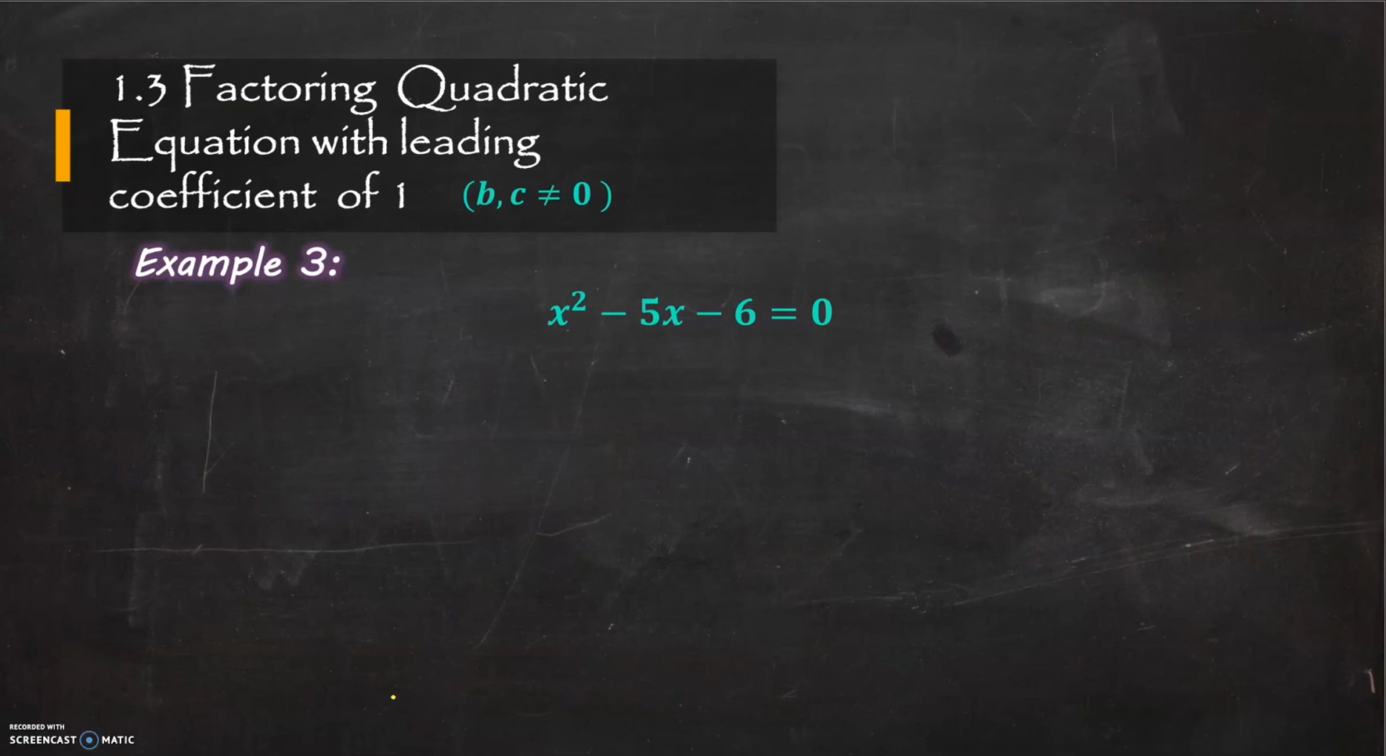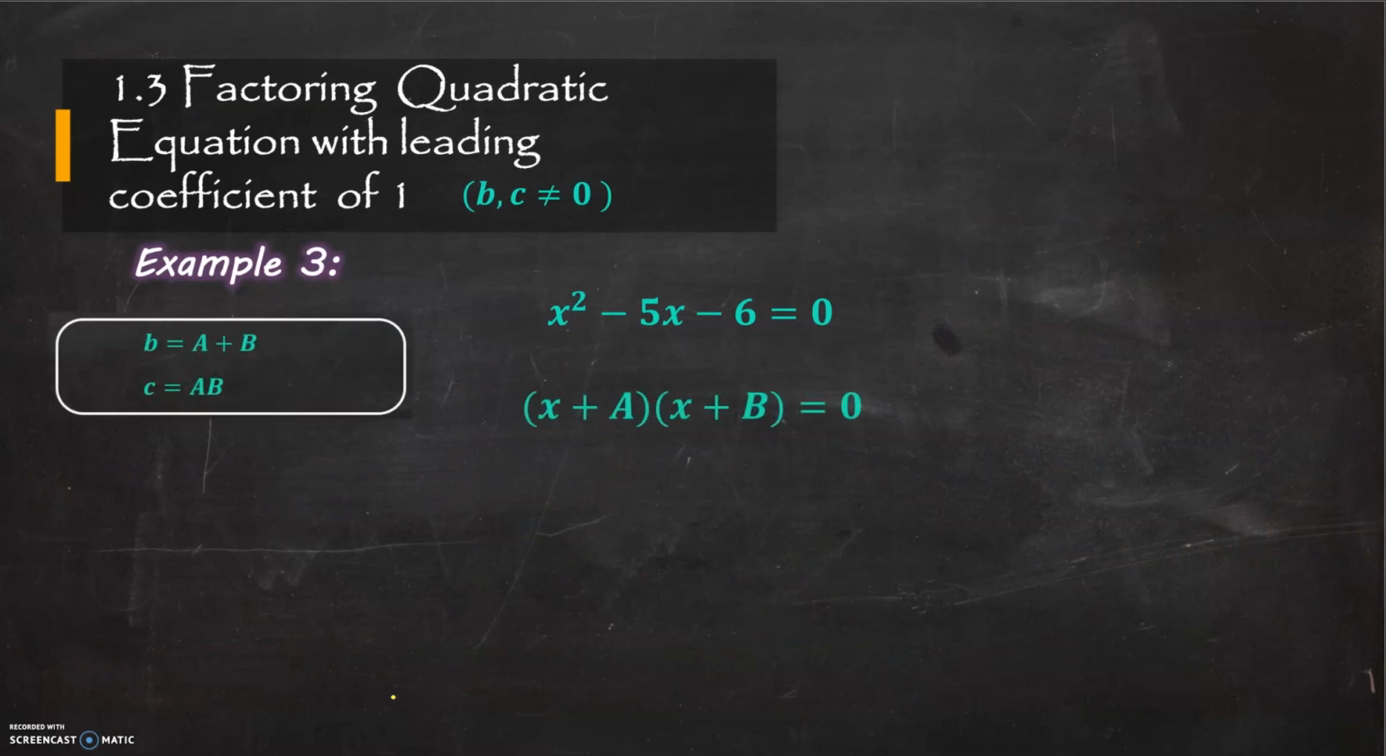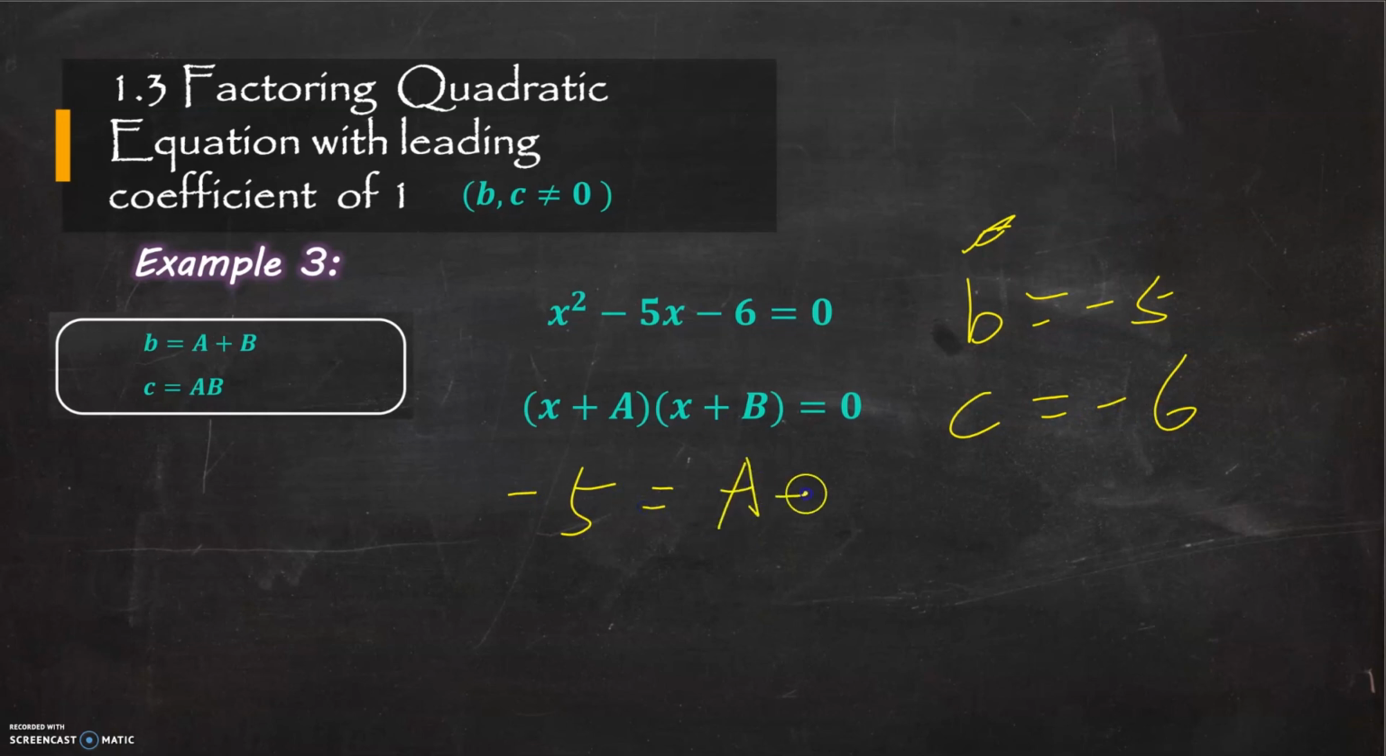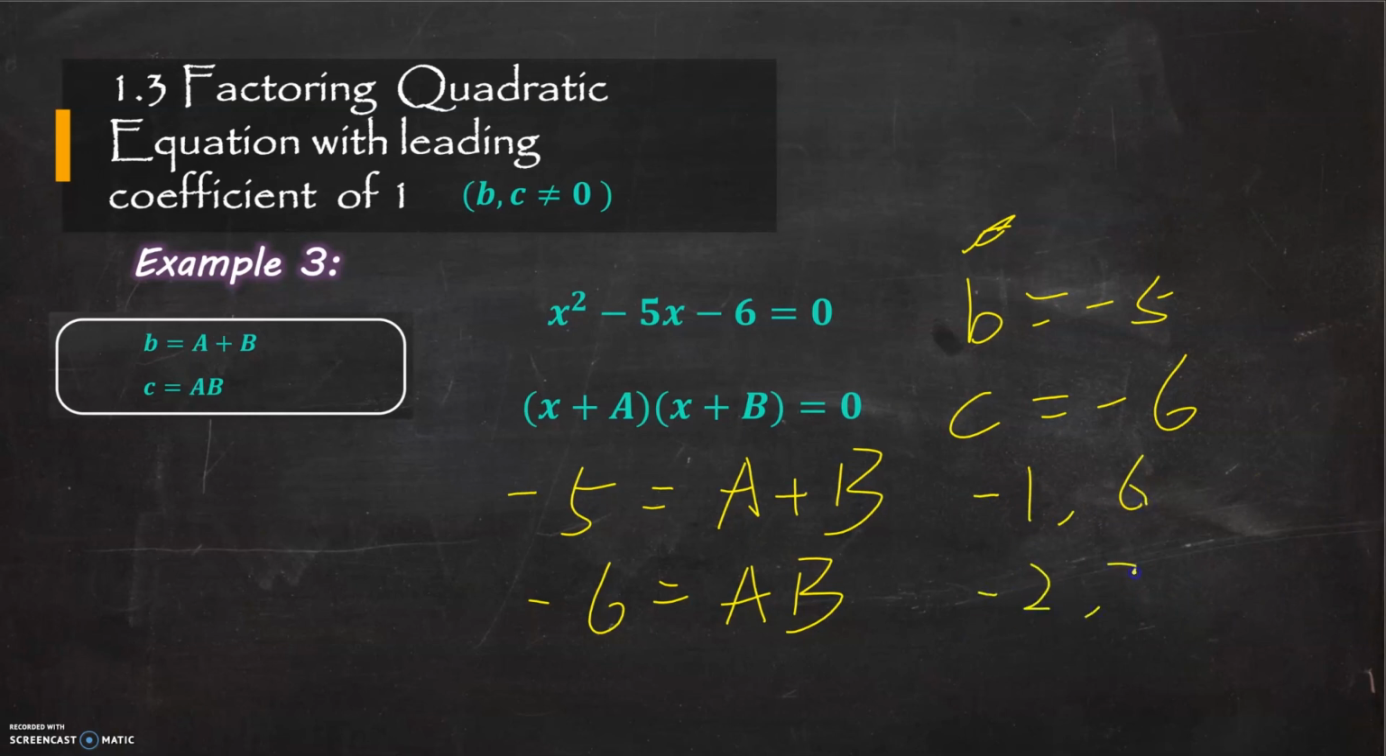And here's our third example. I keep changing the sign of the coefficients. So now I have b equals -5, c equals -6. Now we do the same thing. So -5 equals A plus B, -6 equals A times B. Now we have 4 pairs for the factors of -6: -1, 6, -2, 3, or 1, -6, 2, -3.